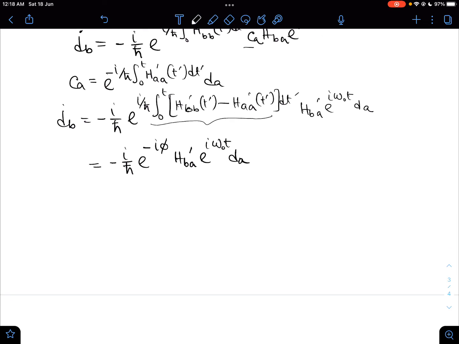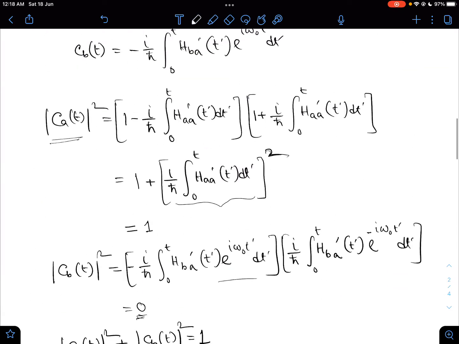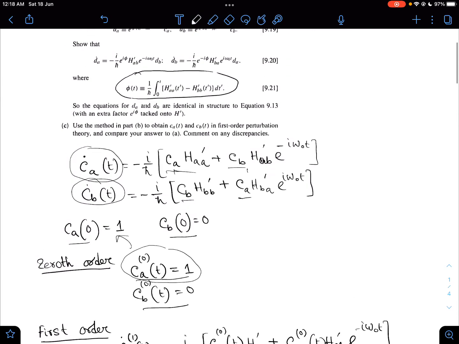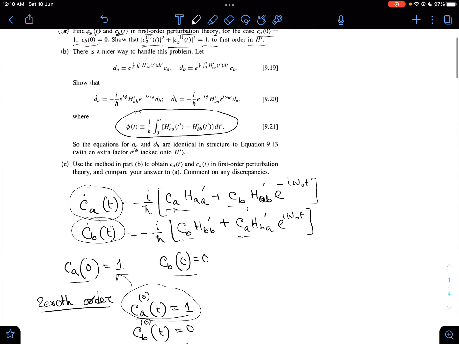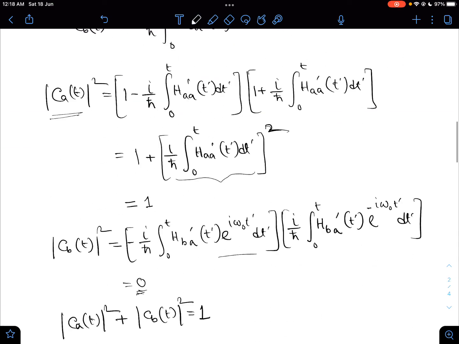So hence proved. So we are done with our second problem, second part of the problem. Now we have to proceed with the third part. What you have to do is use the method in part B to obtain c_a(t) and c_b(t) in first order perturbation theory, and compare our result to our answer A. So let us proceed.